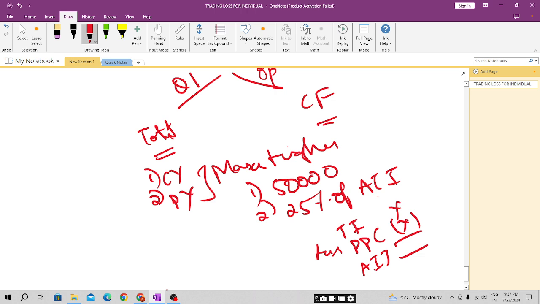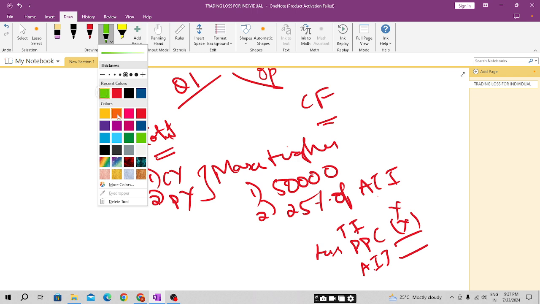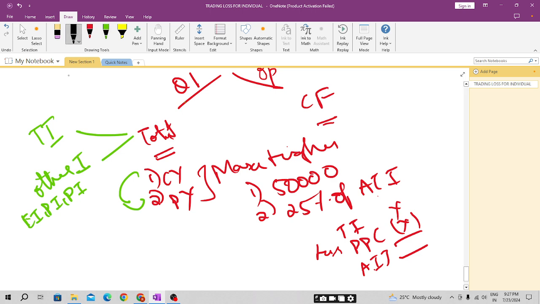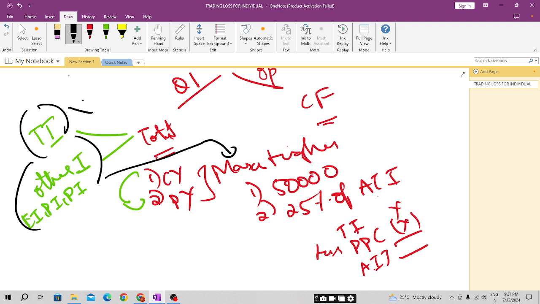But students, when we set off the loss against the previous total income, in total income we have trading income and other incomes also. Other incomes include, students, employment income, pension income, property income, etc. So the restriction will only apply to this. But for trading income, this restriction will not apply. I hope this is clear.